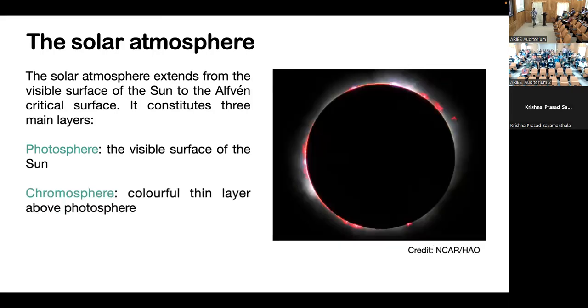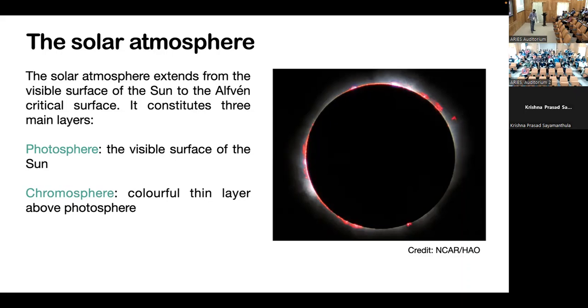And above the photosphere, you have the so-called chromosphere. You can see here an eclipse image of the sun. The moon is eclipsing the sun. You all know what an eclipse is. You can see these colorful patches popping out at the rim of the shadow of the moon. Those are chromospheric material. Those are actually real colors emitted by the sun. That's why the chromosphere gets its name: it is a colorful thin layer above the photosphere.